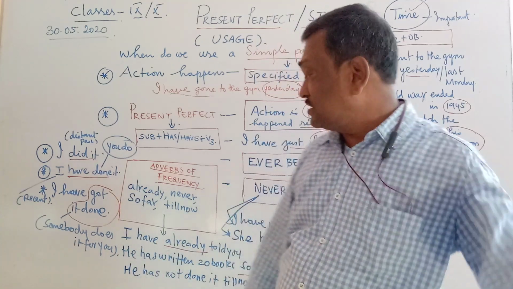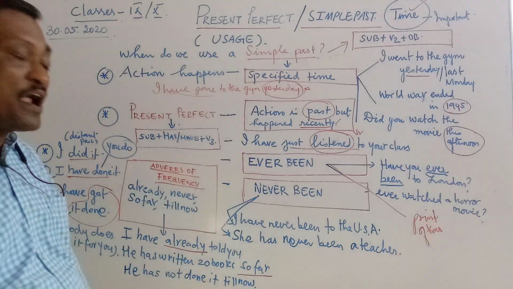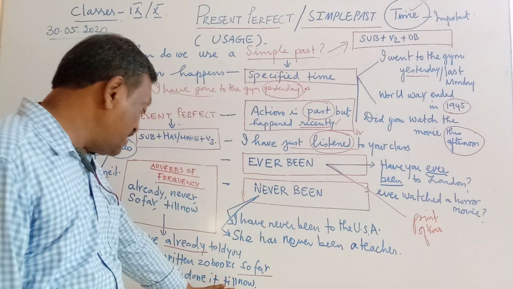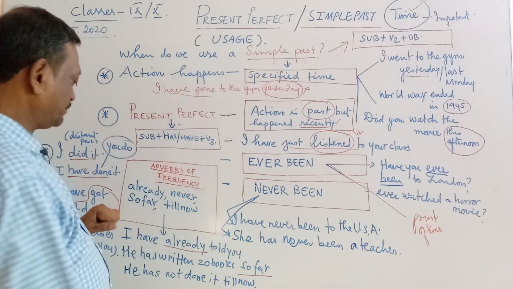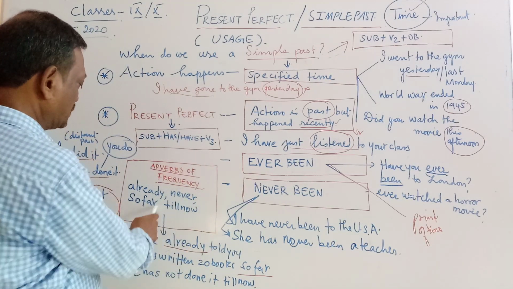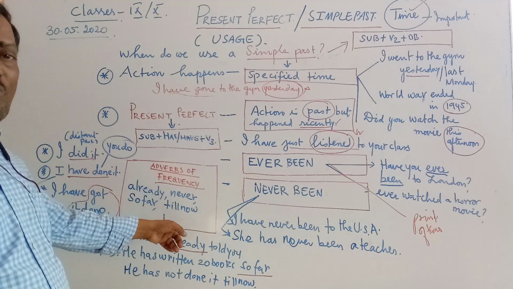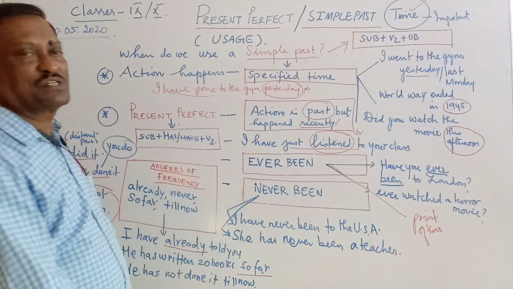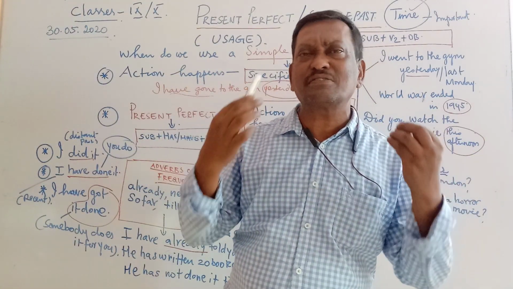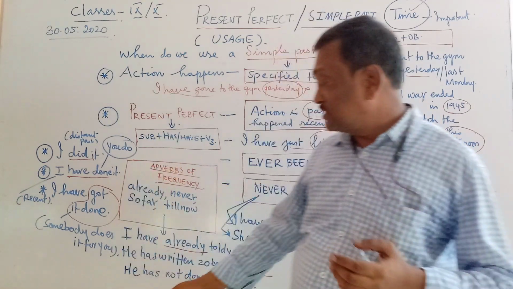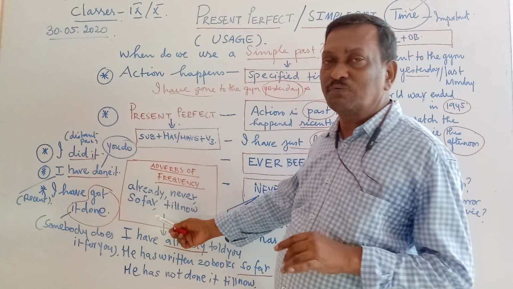He has written 30 books so far, or 20 books so far. He has never done it till now. So, already, never, so far, till now. So far, until now, means up to the present moment. So far. I haven't heard of any such thing so far. It means I haven't heard any information or any news till now.